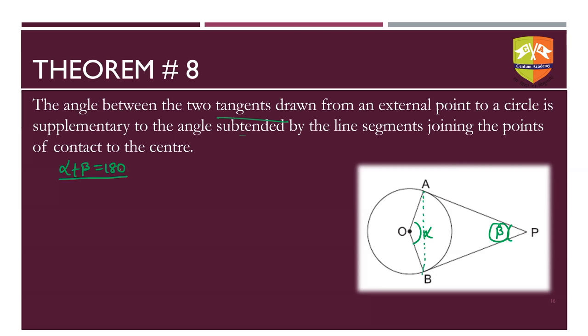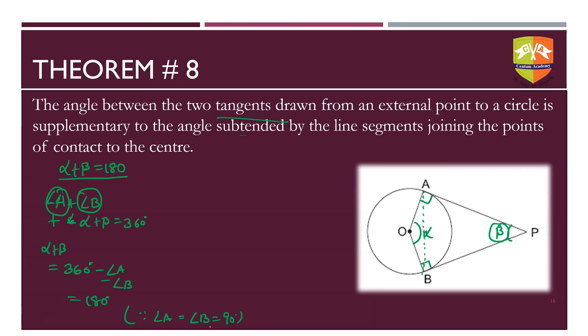Very easy. Yes, Aditya is saying angle sum property. Very good. So you already know that angle A plus angle B plus alpha plus beta is 360 degrees, but you already know that angle A is 90 degrees and angle B is 90 degrees. So alpha plus beta will be 360 degrees minus angle A minus angle B, which is 180 degrees, since angle A is equal to angle B is equal to 90 degrees.